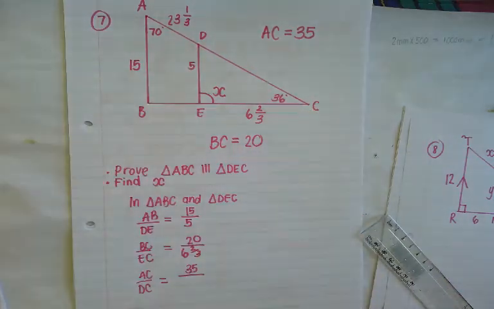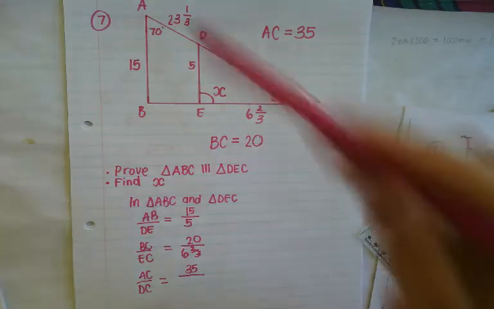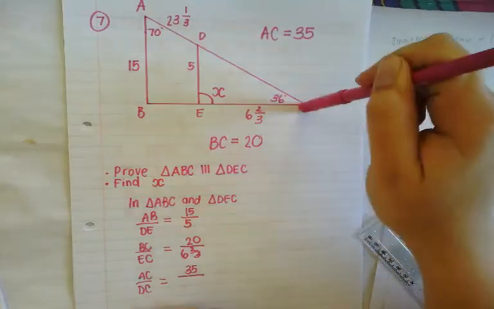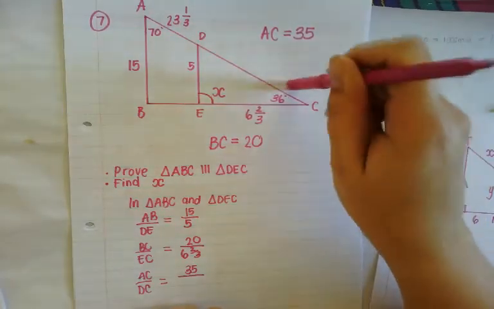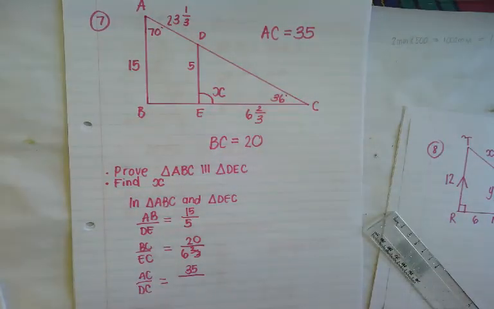How would I do that? If AD plus DC is 35, how do I find DC? Matthew? I'm minusing. What am I minusing? 22.5 from 35. From 35. So we do that. We have calculators.